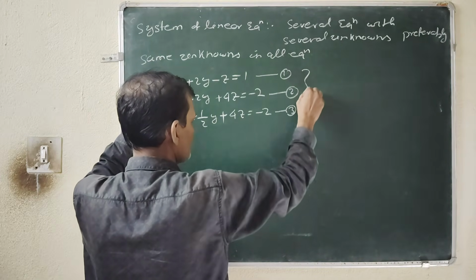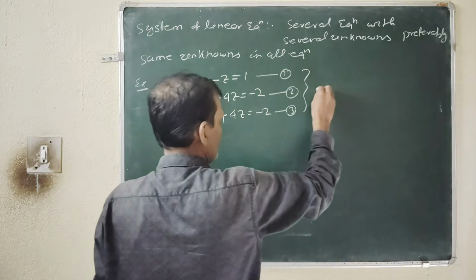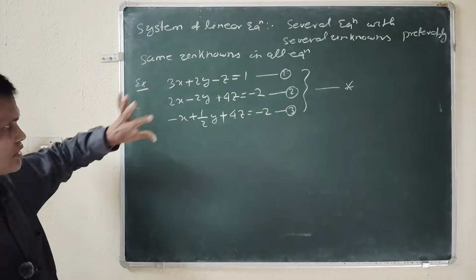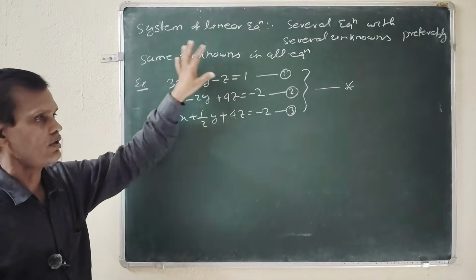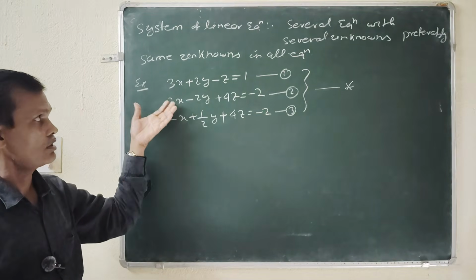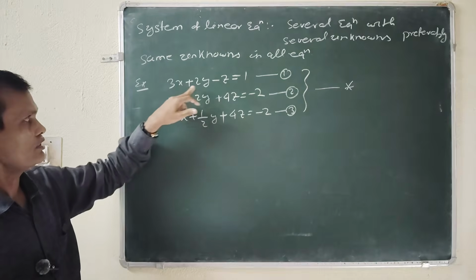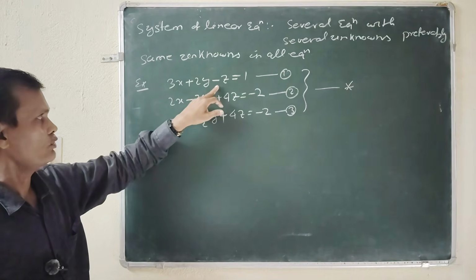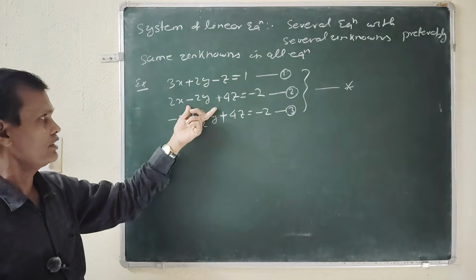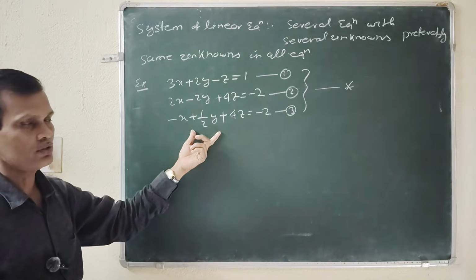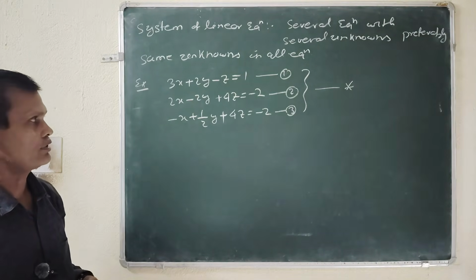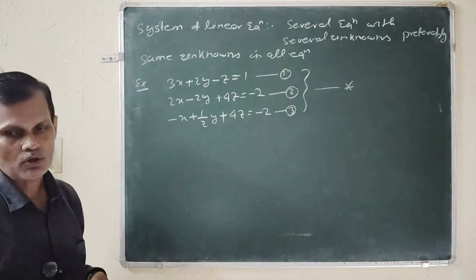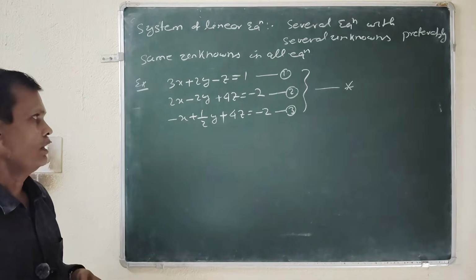But if we consider them simultaneously, and we call it star, meaning simultaneously we consider all the three equations, then it is called a system. It is a system of linear equations. The first one is linear with three variables x, y, z, the second one is linear with three variables x, y, z, and the third one is also linear with three variables x, y, z. So when we consider them simultaneously, it is a system of linear equations.